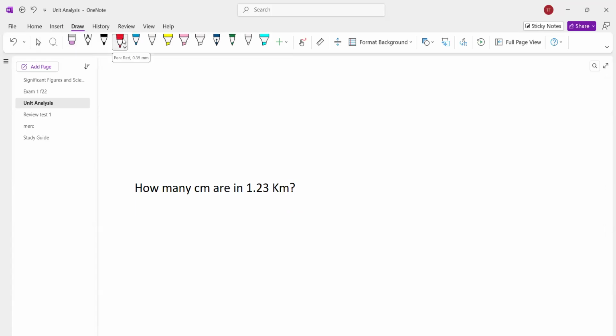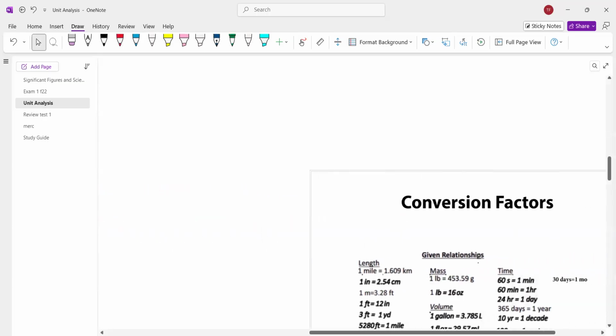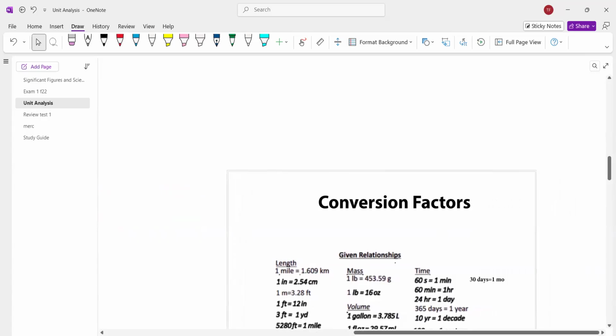Okay, centimeters and 1.23 kilometers. On the left goes the given. Centimeters goes on the right. So do we have a direct centimeter to kilometer conversion? Okay, what's a good intermediate thing to convert to?